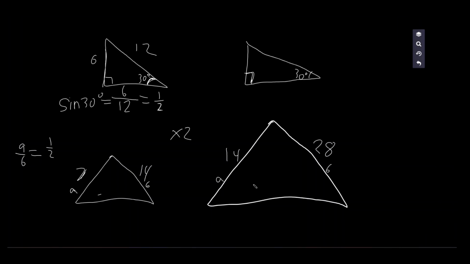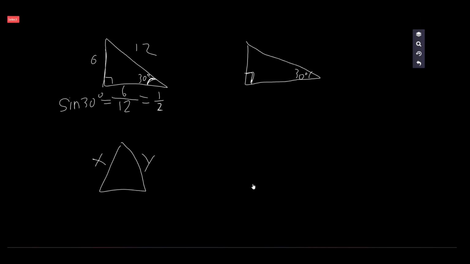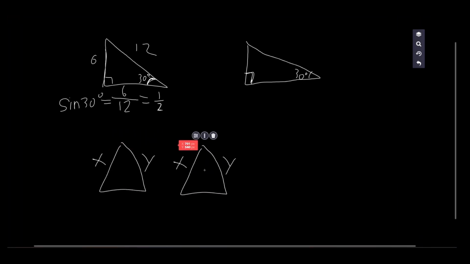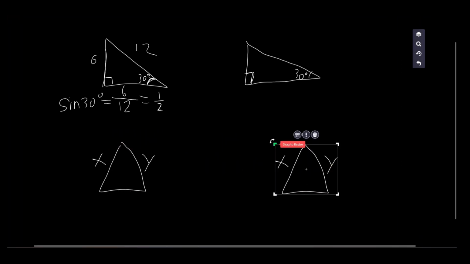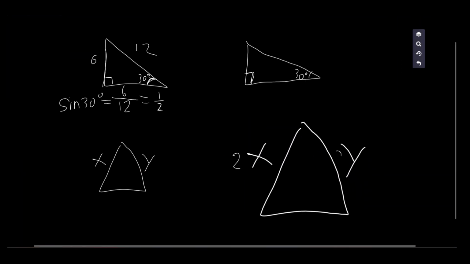And this kind of makes intuitive sense, right? If you scale it up, the side lengths might not be the same, but the ratio of the side lengths is the same. If you want a more concrete proof, I can do that for you right now. Let's say we have this triangle with side lengths x and y, and we scale this triangle by 2 so that the side lengths become 2x and 2y.